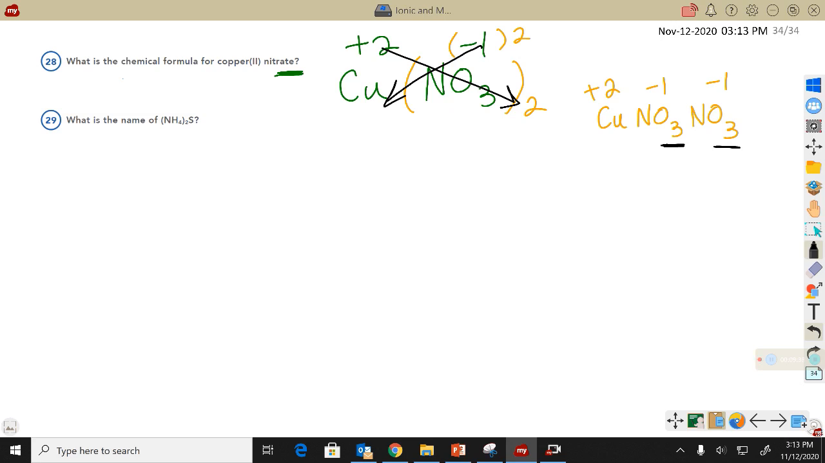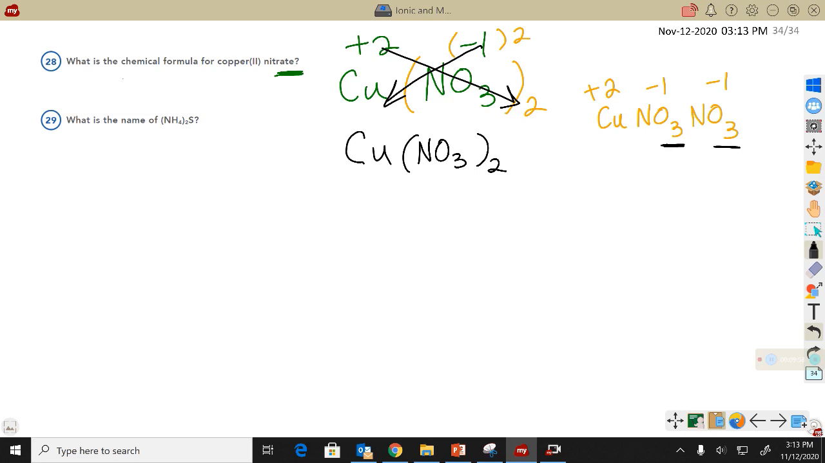That's crazy. So there's my copper nitrate. Gosh, I kind of have that really messy. It would be like Cu(NO3)2. That's better. All right, so there's skill number 1. Skill number 2, can I write the name if given the formula?